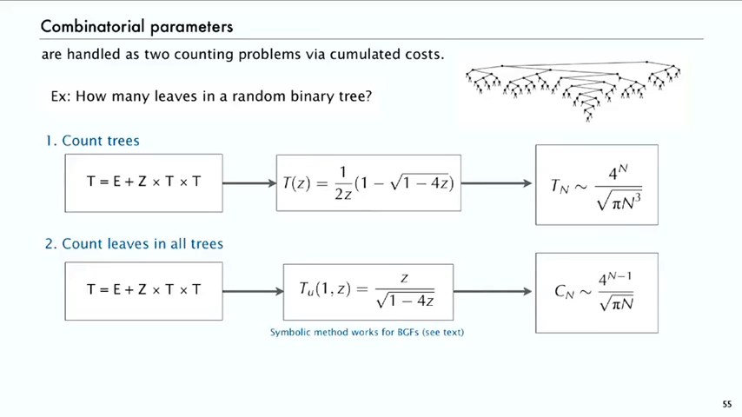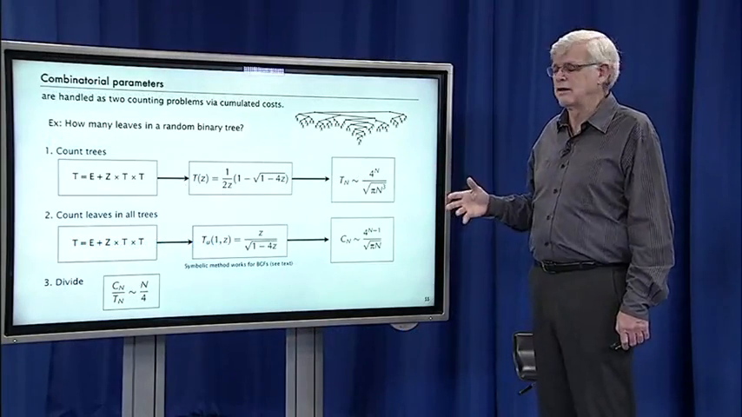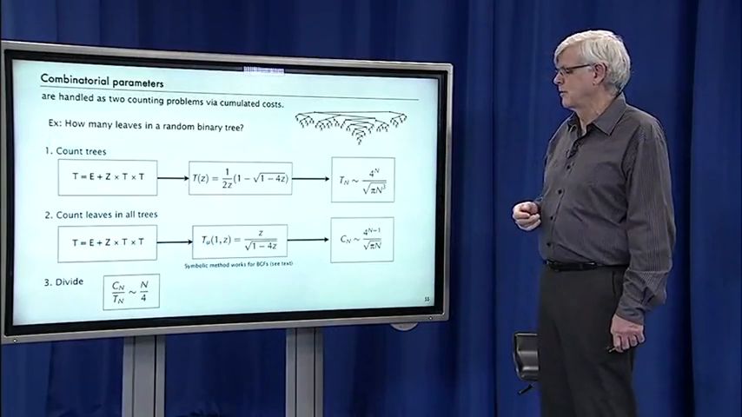So now we don't have to go into the detail. We have these two asymptotic results, and then we just divide, and that's how we get to n over 4. And again, we can do this without all the detail that we presented before.